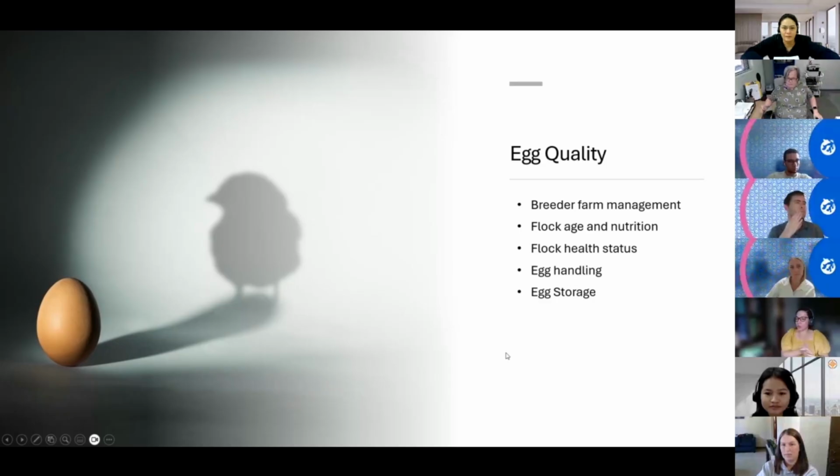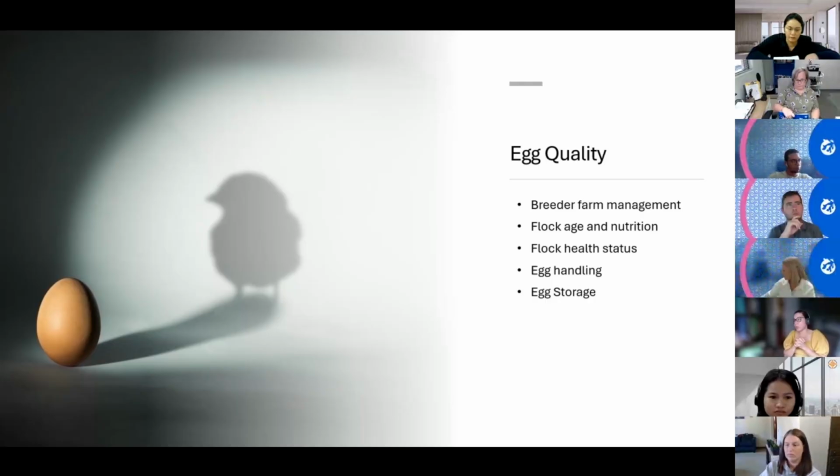Oh, there you go. So for us to have a very good hatchability, first we need just to be sure that we are really getting good quality of eggs. So how do we categorize and define what is a very good egg quality? For chicken production purposes, that will depend on the breeder farm management, which has a lot to do with sending very good egg quality to the hatchery, the flock eggs and nutrition, the flock age and nutrition, the health status of the breeder farm, and how do we manage those eggs?